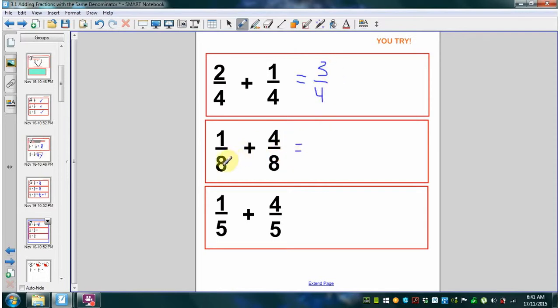Okay, this one, is this ready to add? Yes, we have our same denominators here. I always check that first. So we just add our top. 1 plus 4 is 5. And we keep our denominator on the bottom. Just bring over our 8.